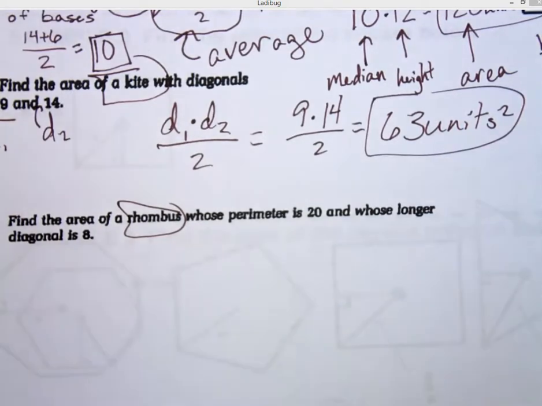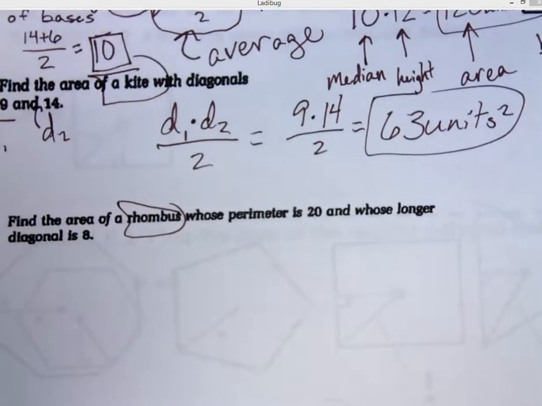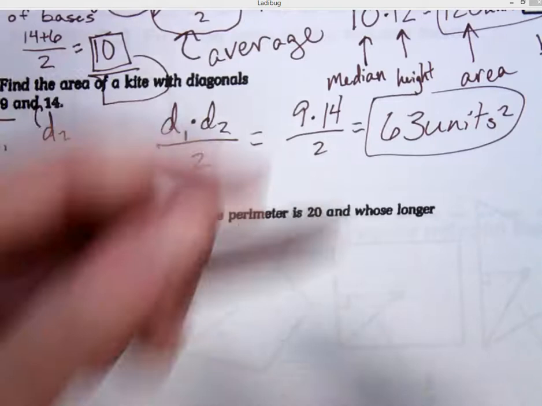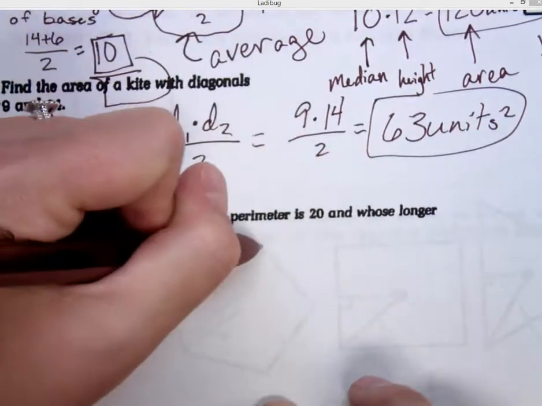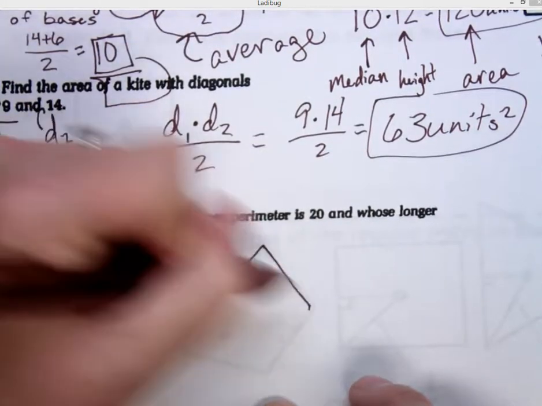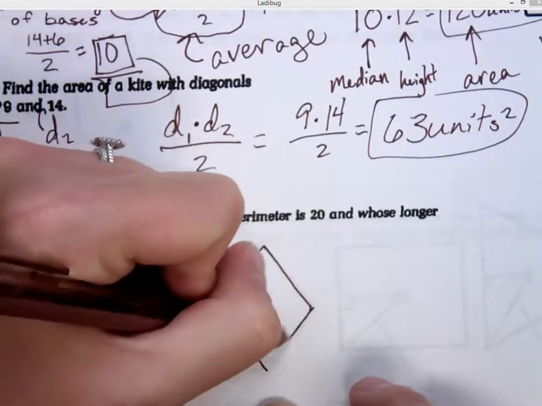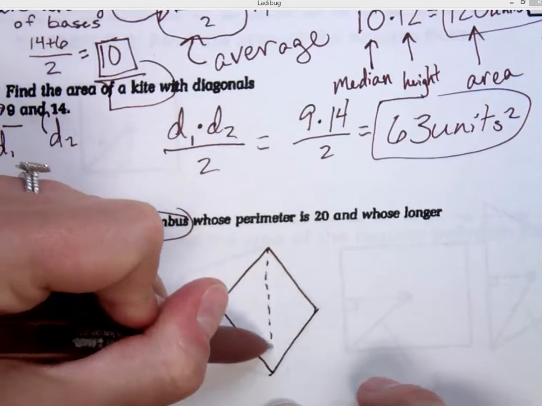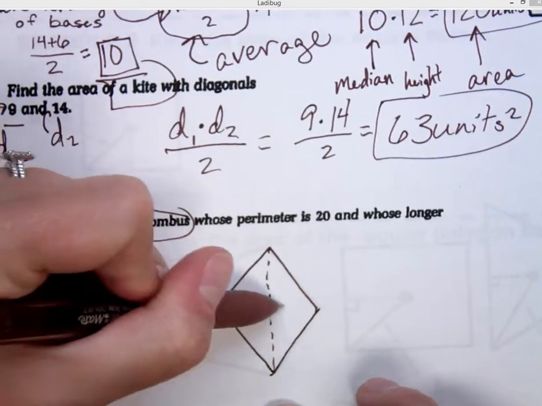Here's the deal with the rhombus. It's basically, yes, they're equal. Awesome. It's kind of like a square without right angles. I'm going to draw it real quick. It also kind of looks like a kite. That's why kites and rhombuses have the same formula.